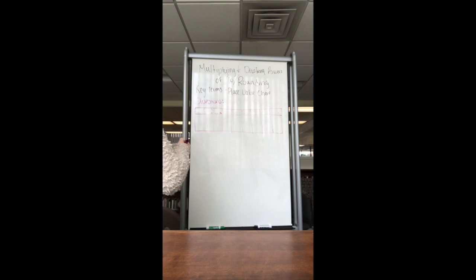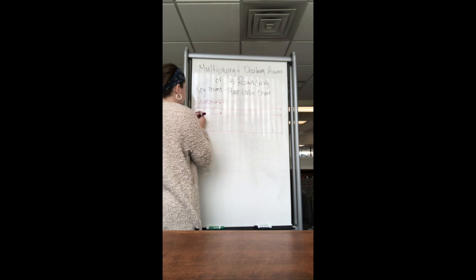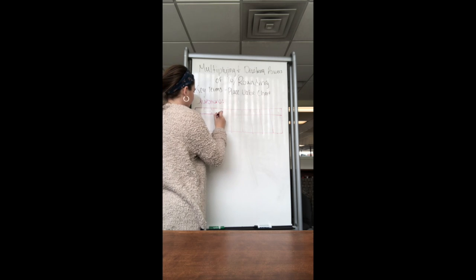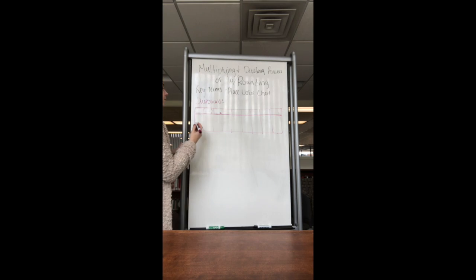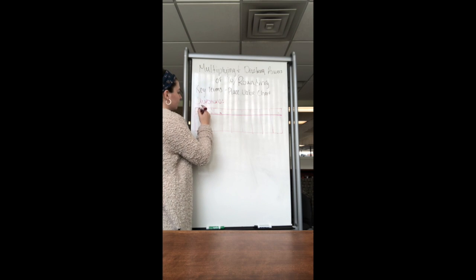Okay, so today we're going to be talking about multiplying and dividing powers of 10 and also rounding. Some key terms we want to remember is place value chart. What I'm drawing right now is a place value chart. We want to separate the lines so we can make spaces to put our places.